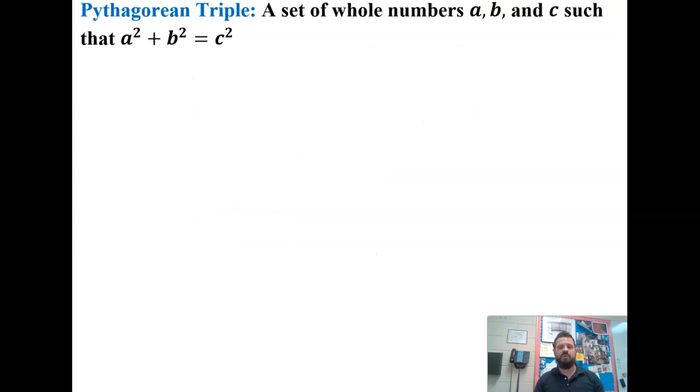Along with that, we're going to quickly talk about the idea of a Pythagorean triple. That's a set of whole numbers a, b, and c, such that a squared plus b squared equals c squared. So anytime you have a right triangle with whole numbers, the a, the b, and the c that satisfy a squared plus b squared equals c squared will be a Pythagorean triple. So if we're checking whether triangles are right triangles, we're also checking to see if their lengths are Pythagorean triples.